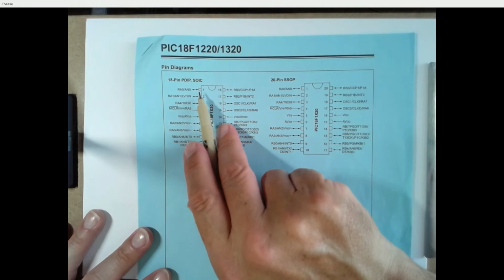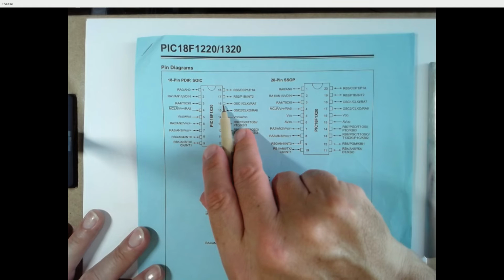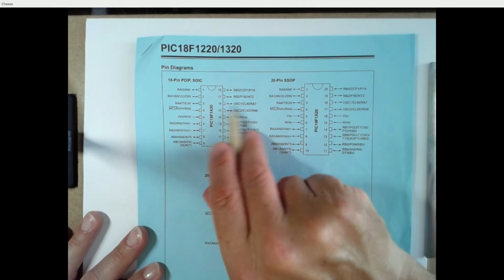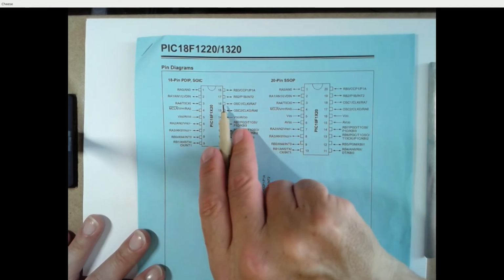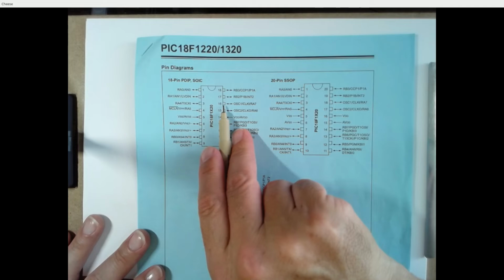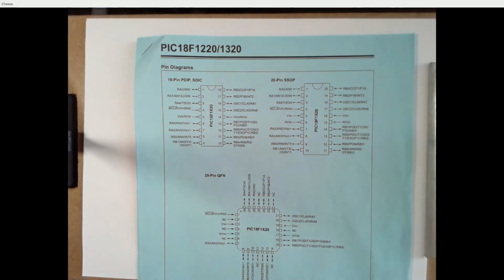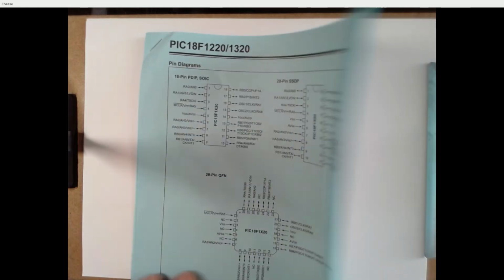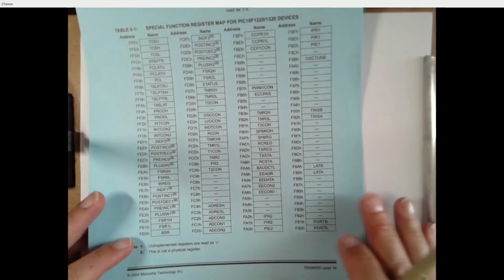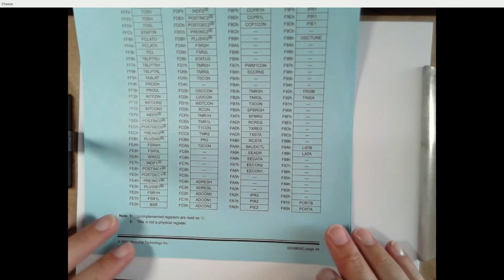Or maybe we want to hook an LED up to this pin here, which is RA7, and in our program we want to somehow say, I want to put 5 volts on this pin so that the LED turns on. Or I want to put 0 volts on this pin so the LED turns off. So we want the option of being able to input to this chip or output from this chip. And the way we do that is by using these special function registers.